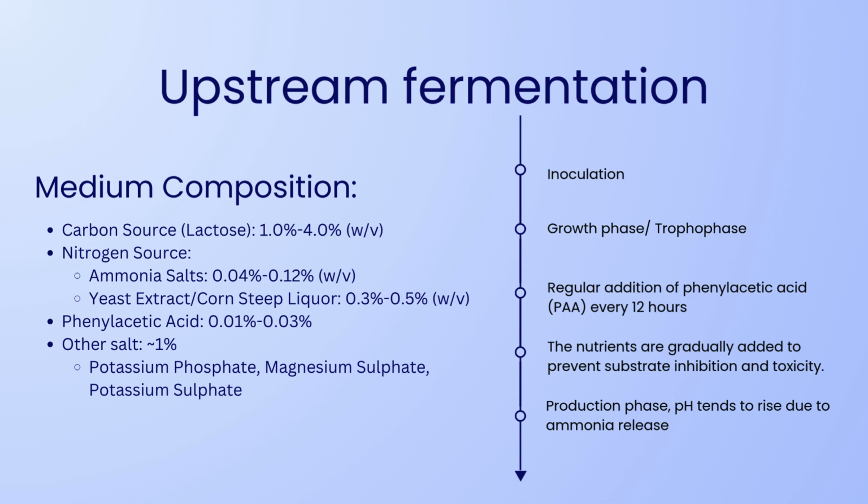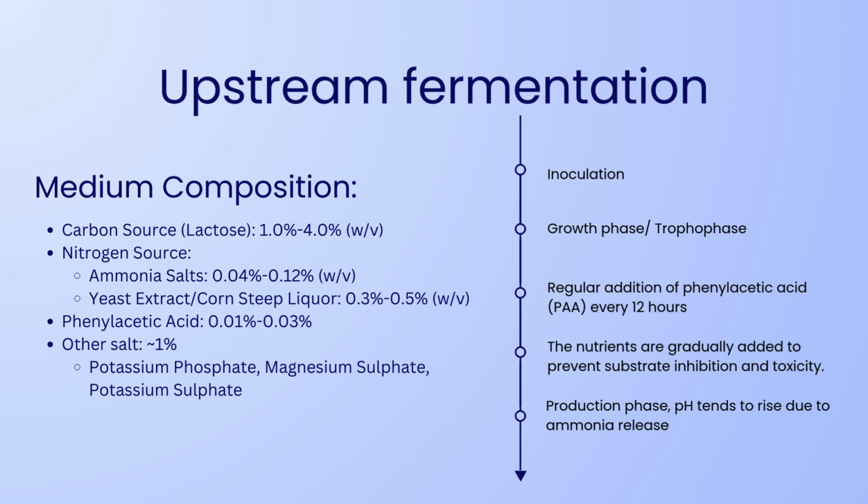Now we come to the medium composition. The upstream fermentation medium is composed of lactose as the carbon source at a concentration of 1 to 4% weight per volume. Nitrogen sources including ammonia salt at 0.04 to 0.12% weight per volume. Corn steep liquor at 0.3 to 0.5% weight per volume. Phenylacetic acid precursor is included at 0.01 to 0.03%. Additional sources are added, totaling approximately 1%.